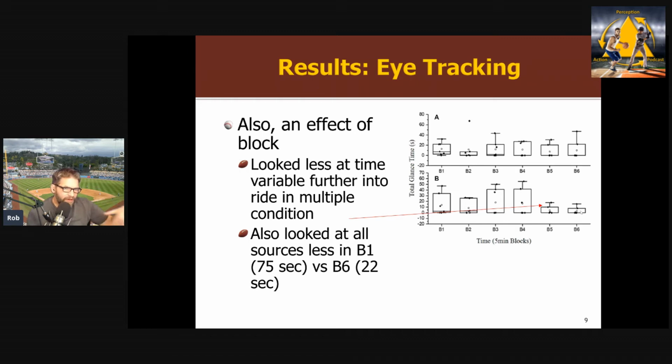And overall, if you add up all the time they looked at all of the things, they decreased over time, right? So it went from 75 seconds in block 1, if you add up all, looking at all the displays, to 22 seconds in block 6. So by the time they get to the end of the ride, they're hardly looking at any of those displays at all. Okay, so those are the main findings. As I said, some interesting results.